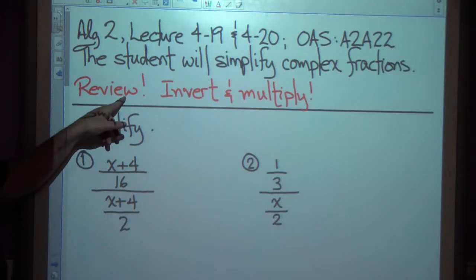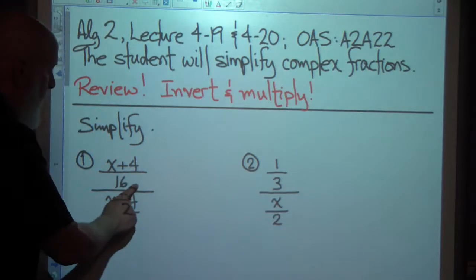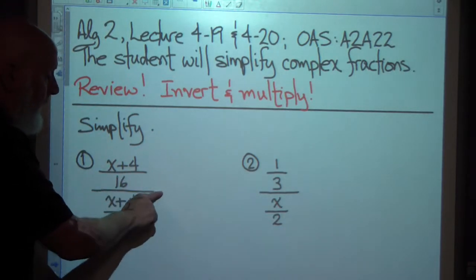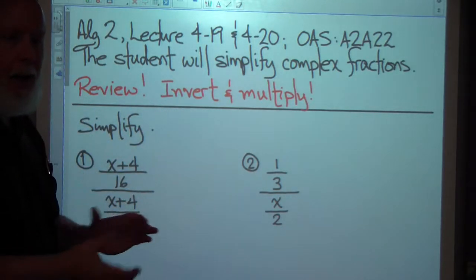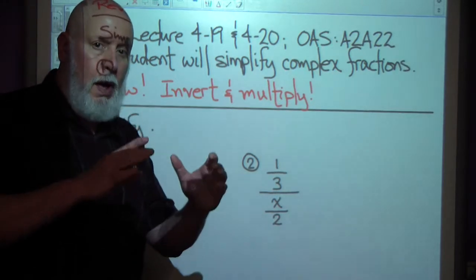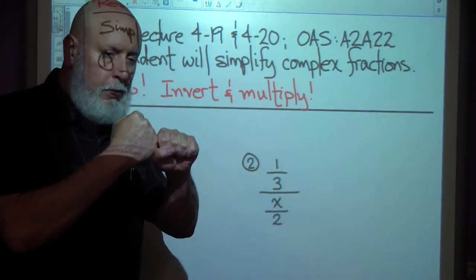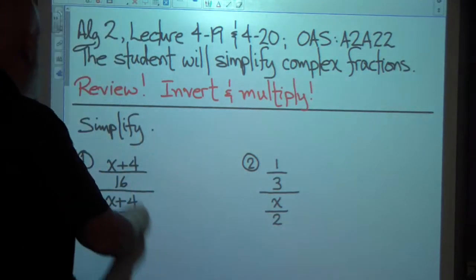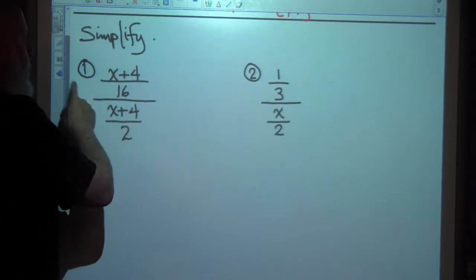This is a review. I just want to remind you that if we're going to simplify complex fractions, which is one fraction divided by another fraction, we just invert and multiply, okay? And cancel if possible. Remember that we can only cancel common factors. Factors are things that are multiplied together, not added or subtracted. So here we go. Take a look at them. Shouldn't take too long to run through this.